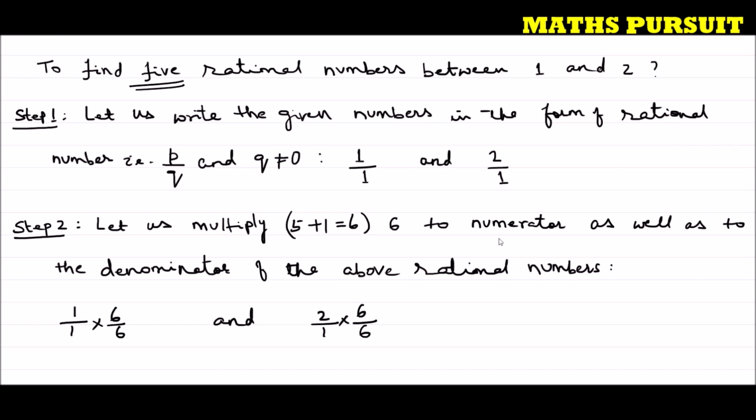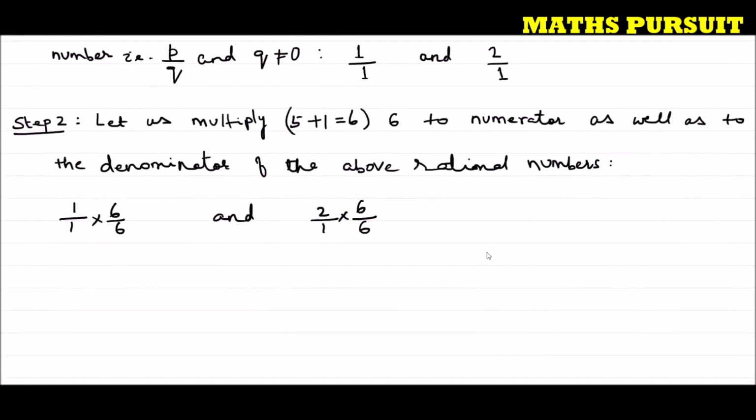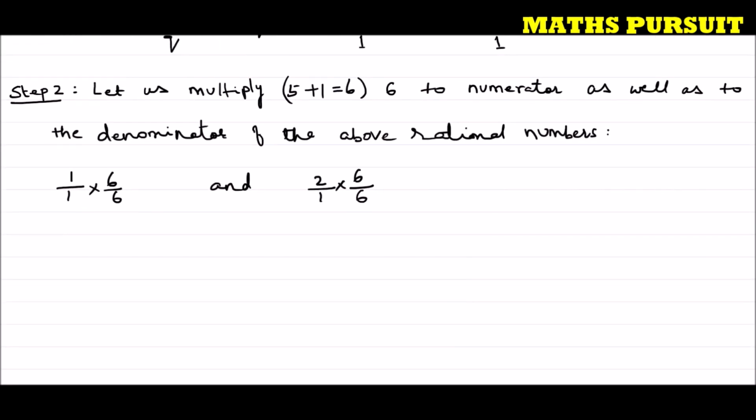This is what we are doing now. We multiplied by 6 upon 6. How did we get 6? As the question asked us to find 5 rational numbers, we added 1 to 5, that is 6, and multiplied 6 to the numerator as well as to the denominator. Why are we doing this? If we multiply something to the numerator, we also need to do the same to the denominator, so that the overall effect, that is 6 upon 6, is 1. 1 multiplied to anything remains the same number.